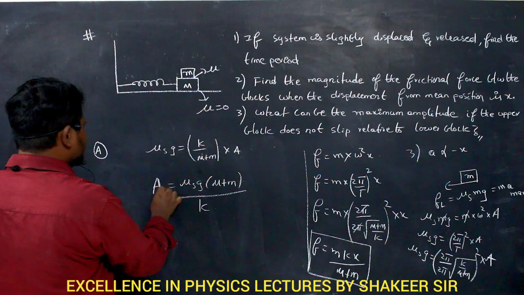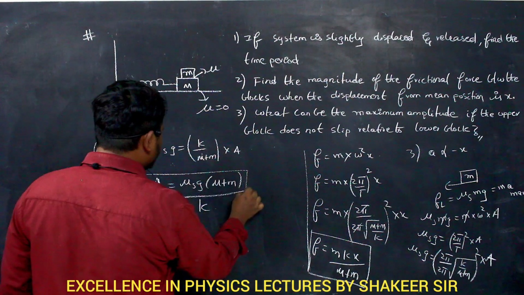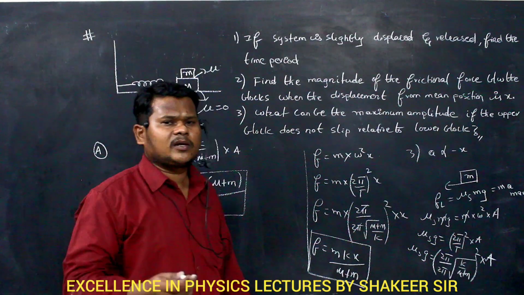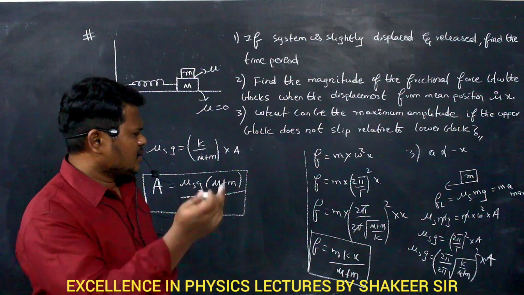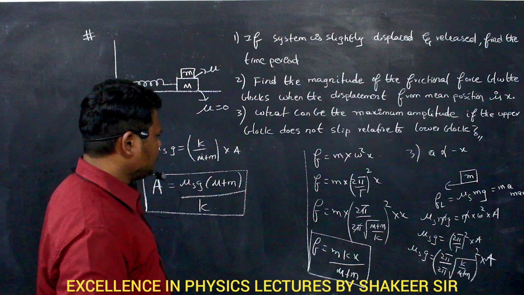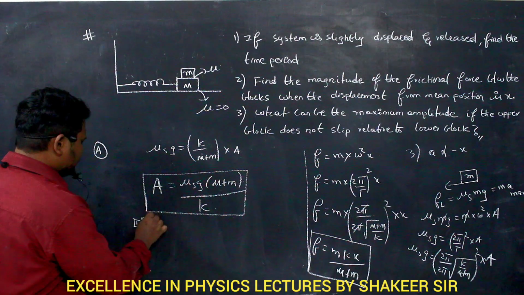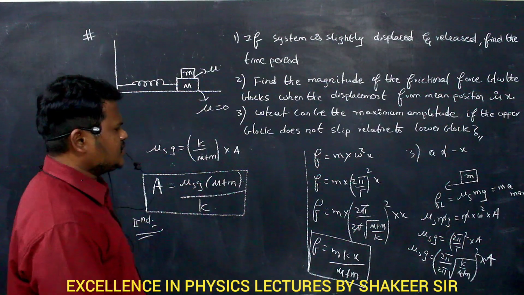Clear? So this is the maximum amplitude with which the bodies can oscillate so that both bodies move as a single body. Are you able to understand? So we can solve this problem by a second method also. Third one, second method. So what is the second method of solving this one?